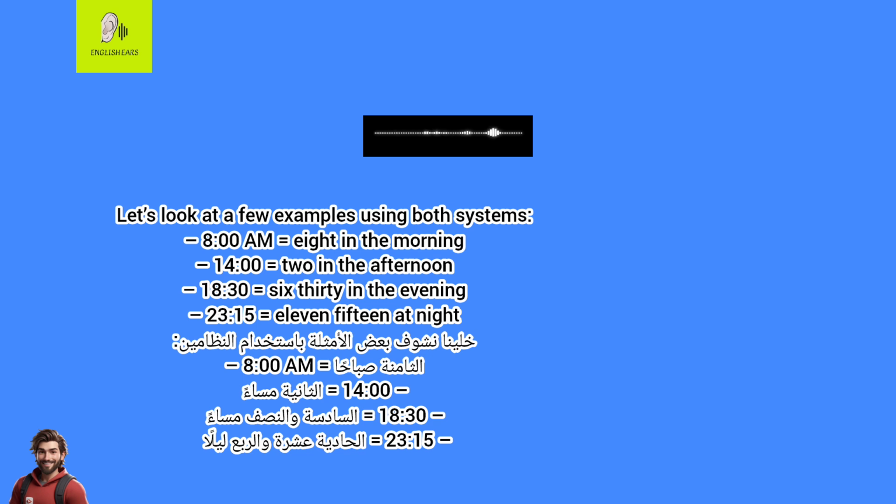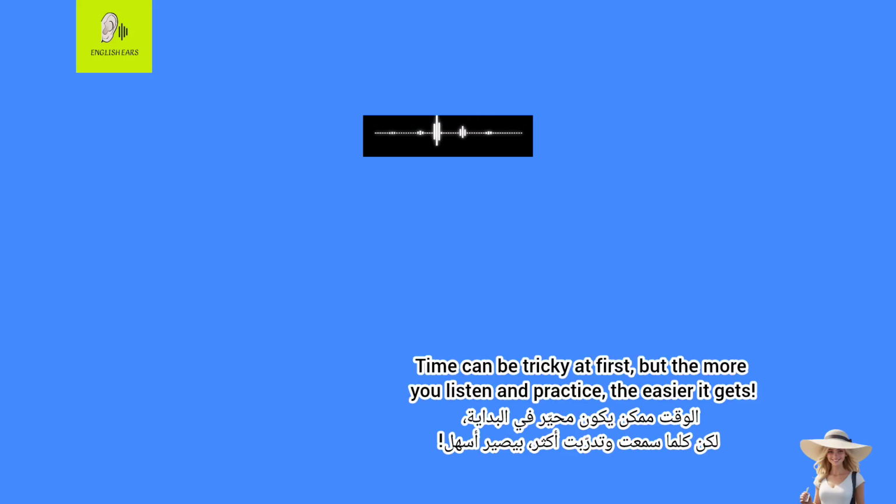Let's look at a few examples using both systems. 8 a.m. equals 8 in the morning. 1400 equals 2 in the afternoon. 1830 equals 6:30 in the evening. 23:15 equals 11:15 at night. Time can be tricky at first, but the more you listen and practice, the easier it gets.